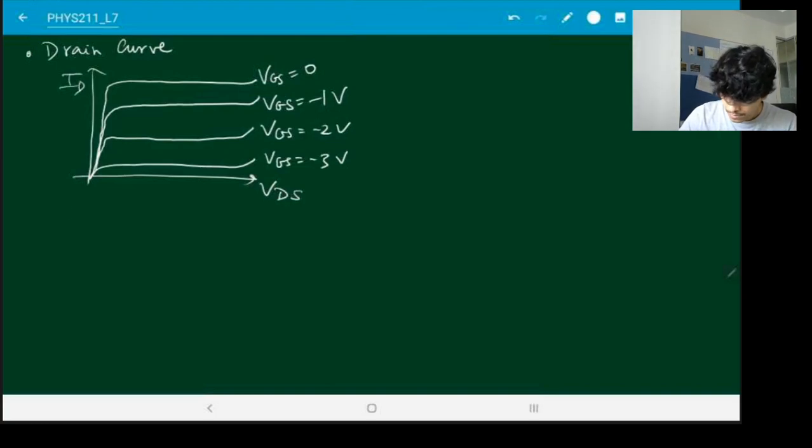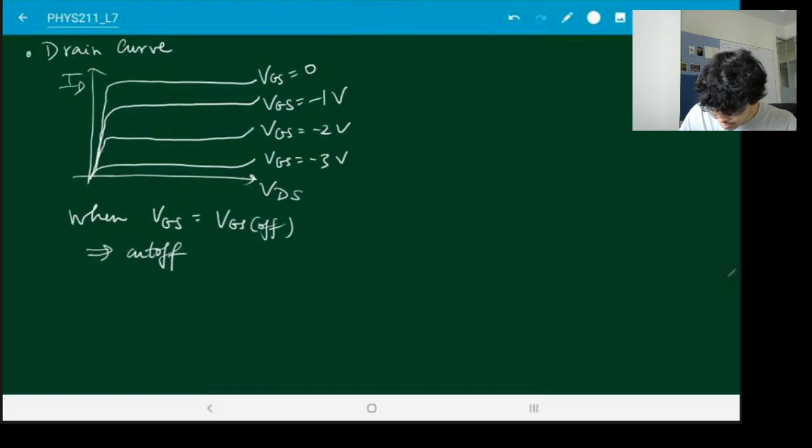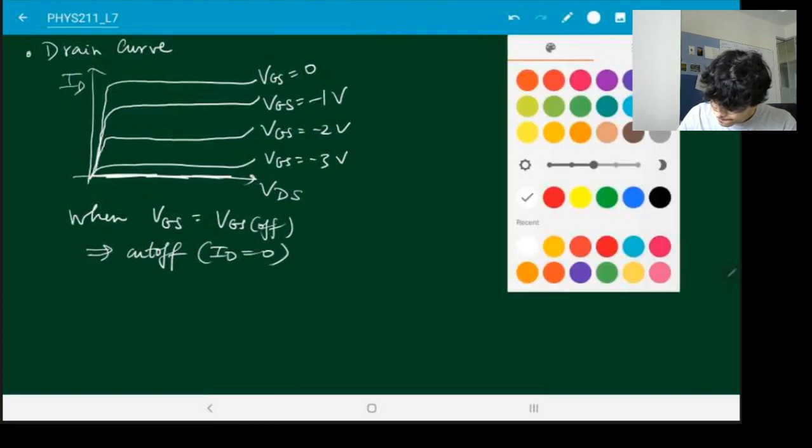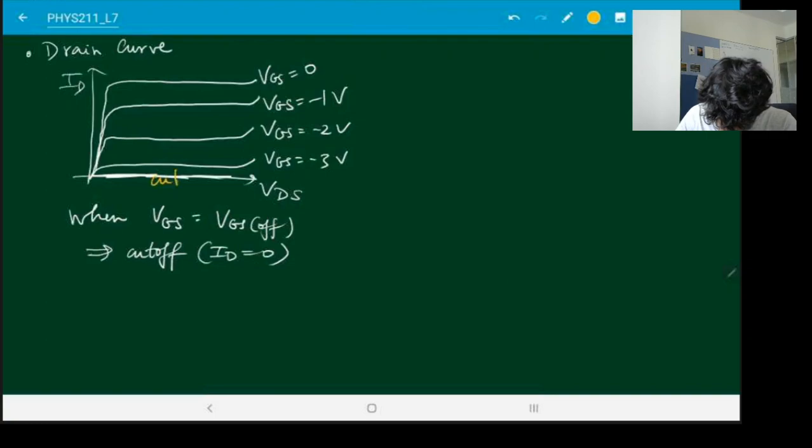And of course, as we expect, when VGS reaches some kind of limiting value, which we are calling VGS off, then we say that we have reached cutoff. So for that particular value of VGS, your drain current will just be 0. So this is the cutoff. This flat region is called the active region.